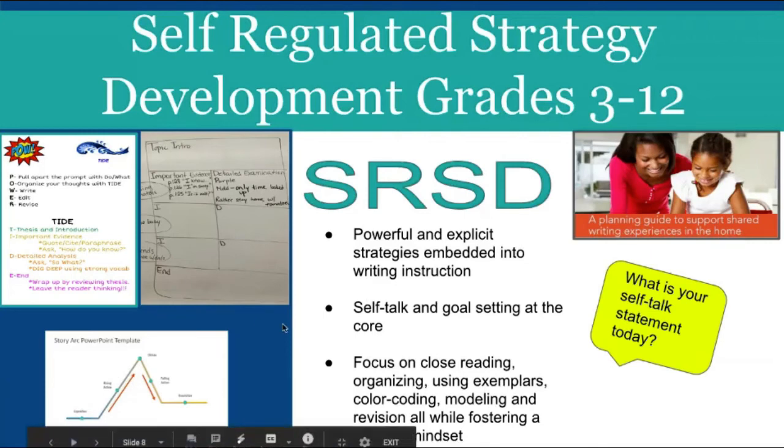Self-regulated strategy development is not a writing curriculum. It's a set of powerful and explicit strategies embedded into our writing instruction, so it can be applied to any kind of writing. From grades 3 through 12, we use these strategies, and the main goal, the core, is self-talk and goal setting.